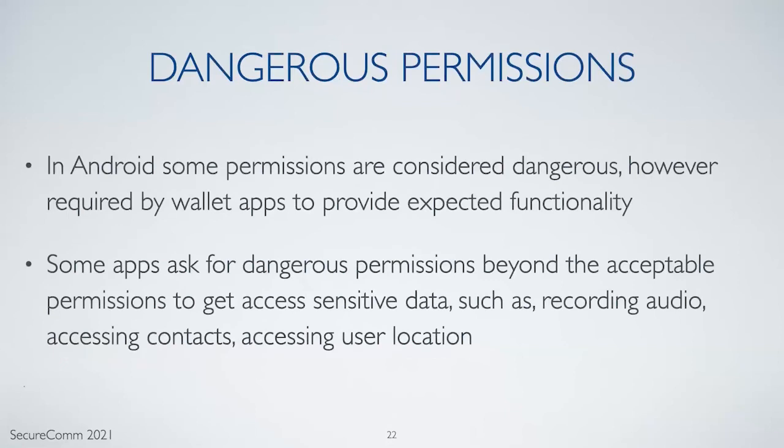In the Android ecosystem, some permissions are considered dangerous and require users' explicit consent. Most wallet apps require some common set of dangerous permissions for providing their functionality, such as accessing the camera for scanning QR codes. However, some apps ask for additional dangerous permissions without a proper need, such as recording audio, accessing contacts, and users' location.